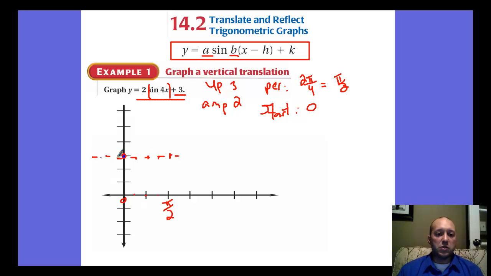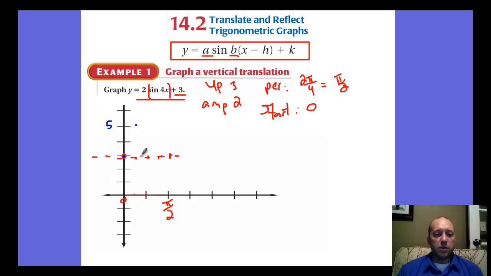So then if we graph this function, sine starts at our intercept. And when I say intercept, it's really of the shifted axis, not the actual x-axis. Sine will then go to a maximum. Our amplitude is 2, so we're going to go up 2. We're going to be at 5 at that first quartile.